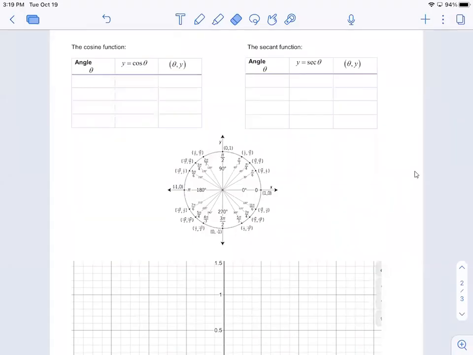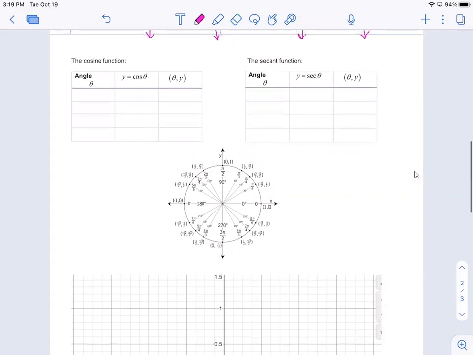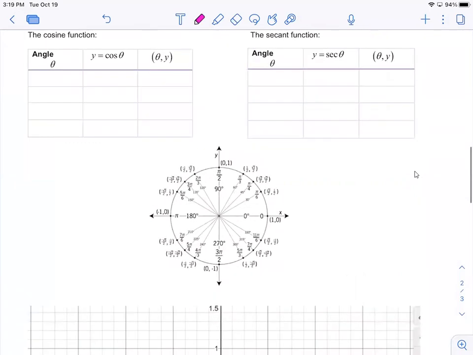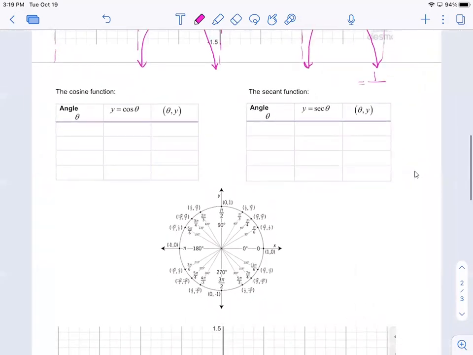So to graph the secant function, it's going to be really similar to what we just did using the sine function, but this time we'll use the cosine function. Your secant function is the reciprocal of your cosine function. So we're going to do the same process.